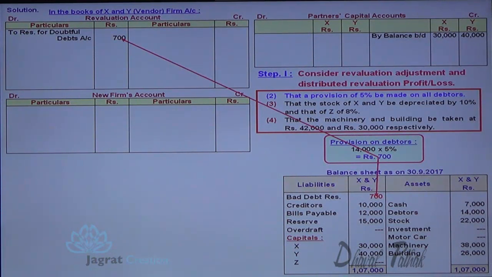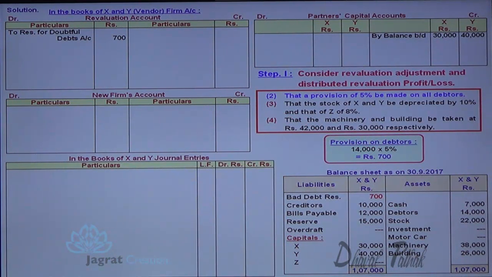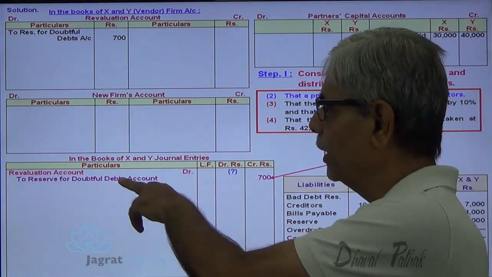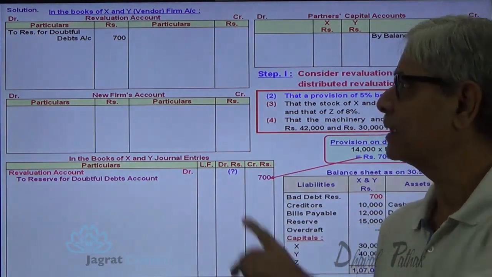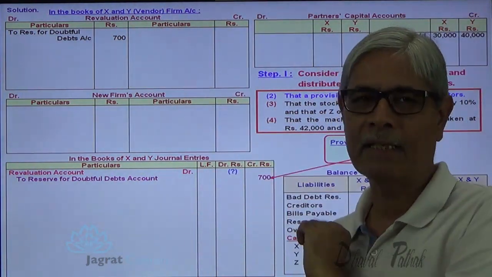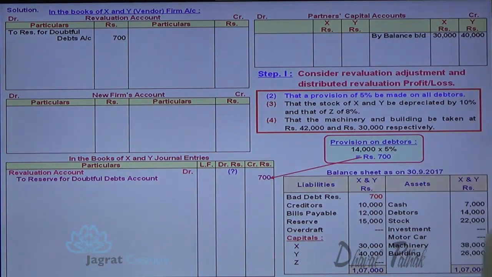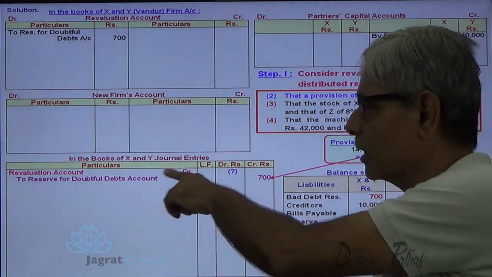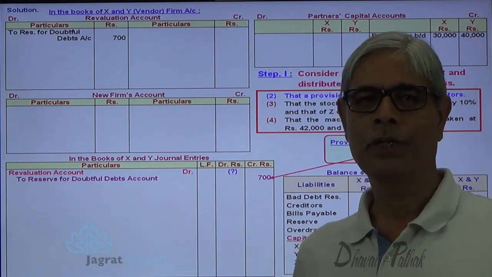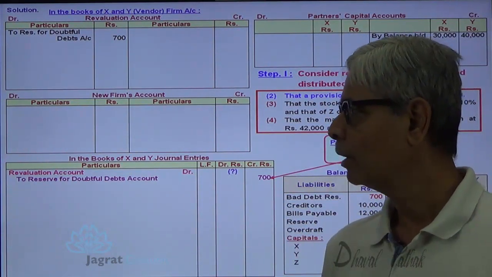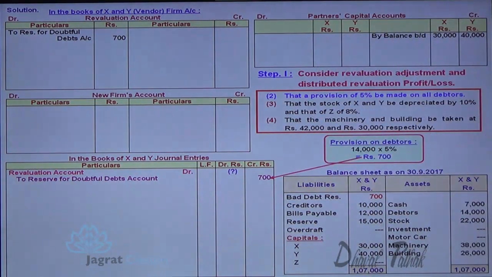700. If I want to write down the journal entry for that: revaluation account debit to provision for doubtful debts account, which is to be credited. This is how the debit effect is demonstrated in the balance sheet. The journal entry is also recorded with that. Revaluation account debit to reserve for doubtful debts account credit.